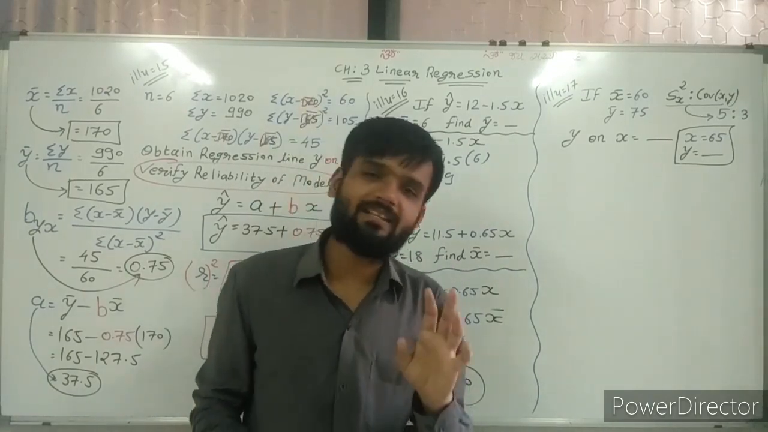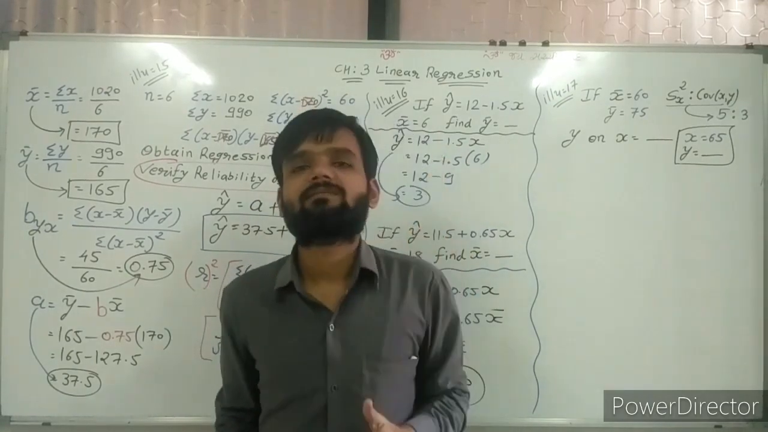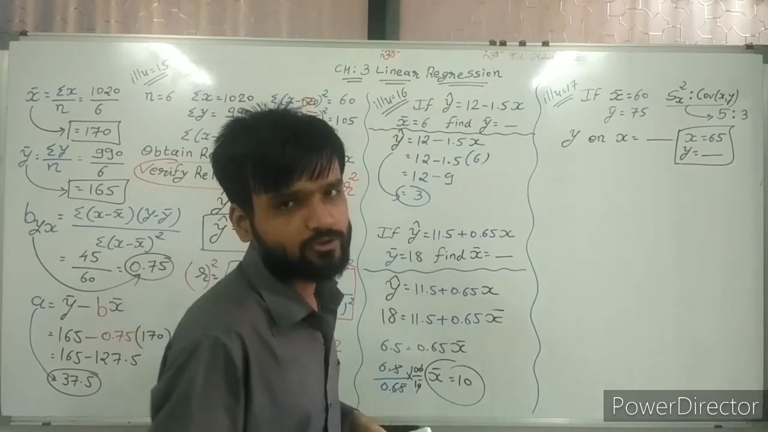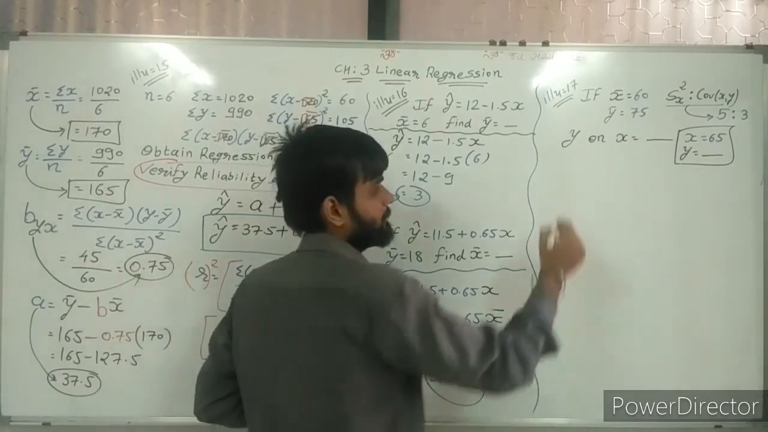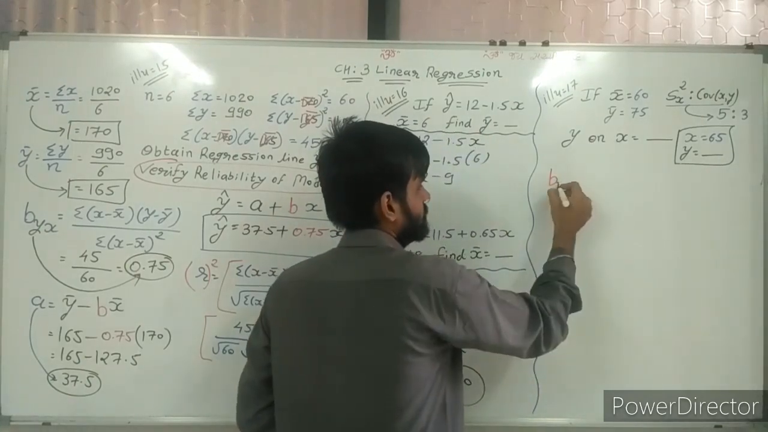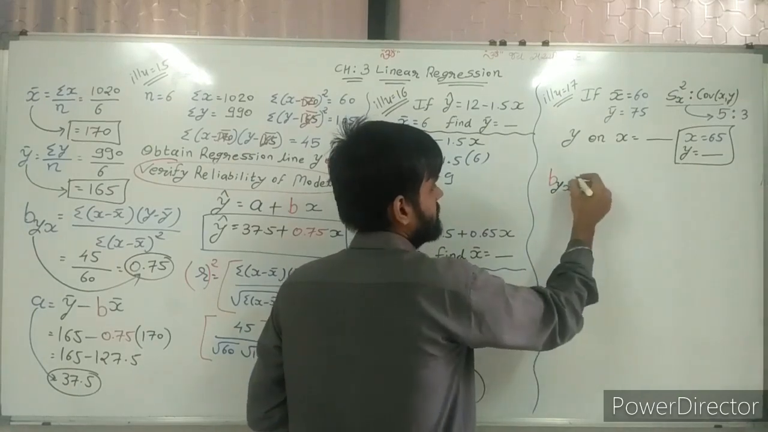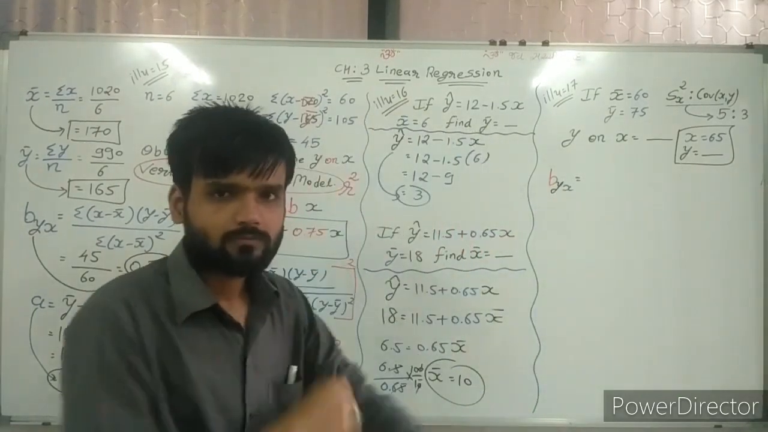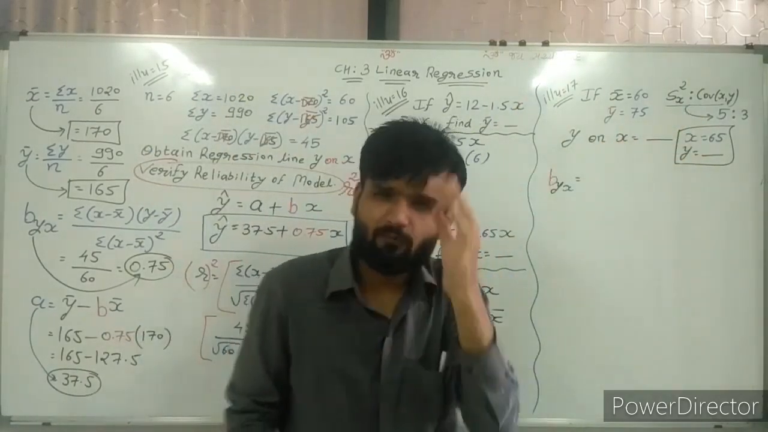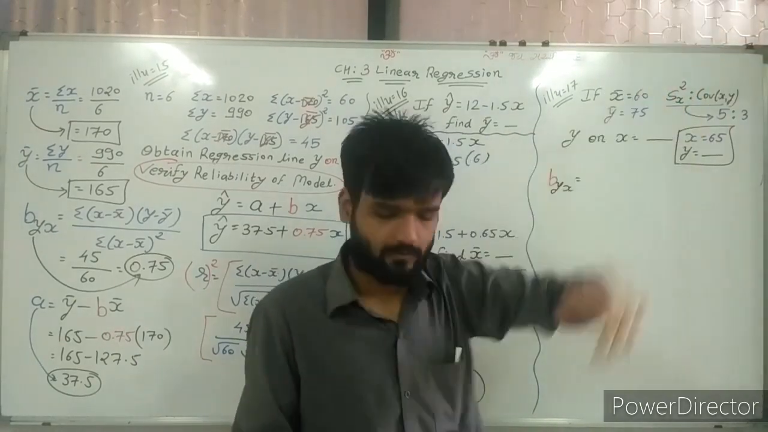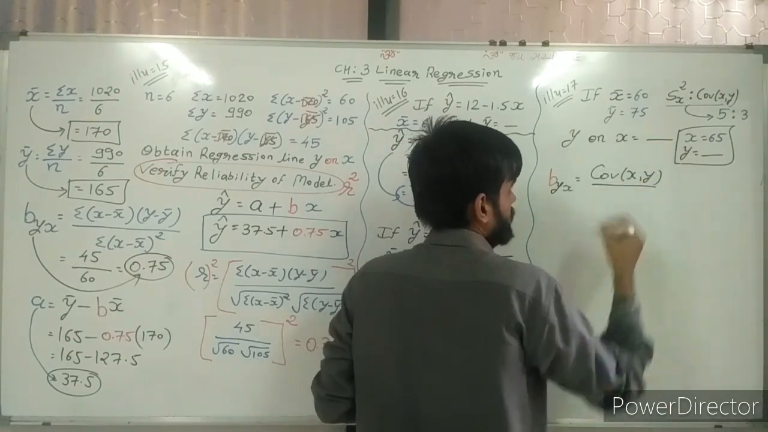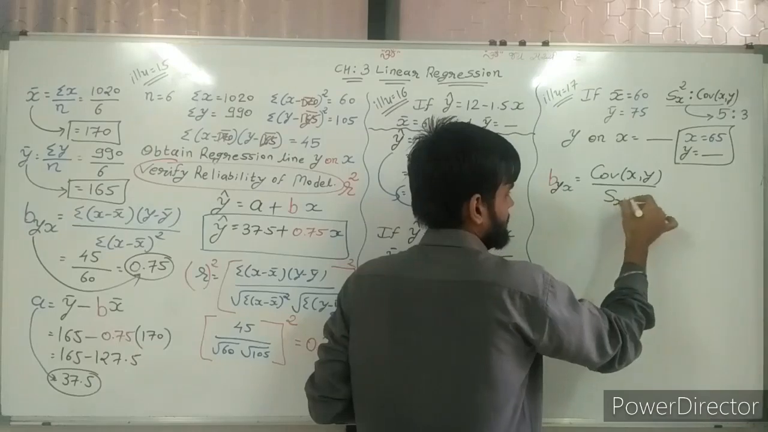So first of all, again the same situation. We need b. We need b. So which formula are we using? b yx is there, that we know. Now in this question, covariance is given, and for covariance there is only one formula. Write down: covariance of xy upon sx square.